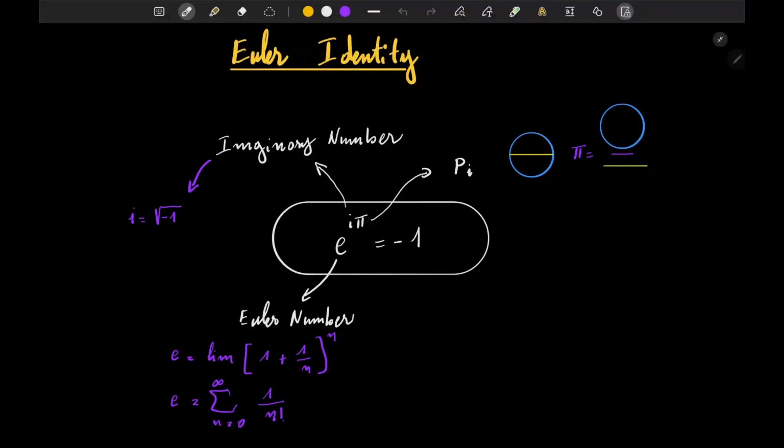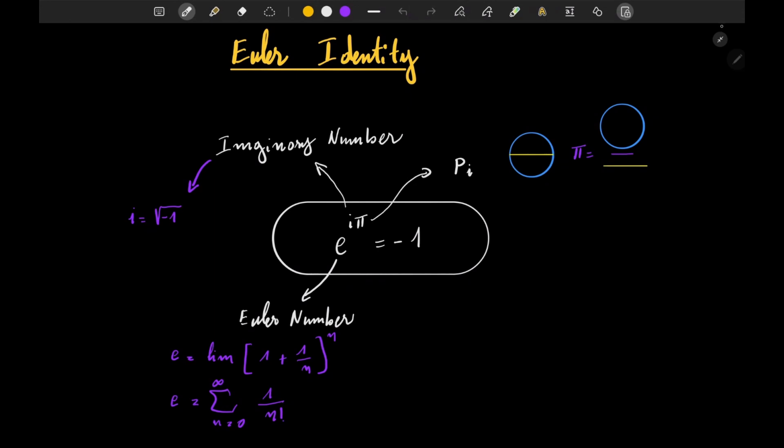This equation is arguably the most beautiful equation in all of mathematics. It links three fascinating constants: pi, which is the circumference over the diameter of any circle; Euler's constant, which is the limit of the compound interest on $1 with 100% yearly interest; and i, the imaginary number, which is the square root of -1.